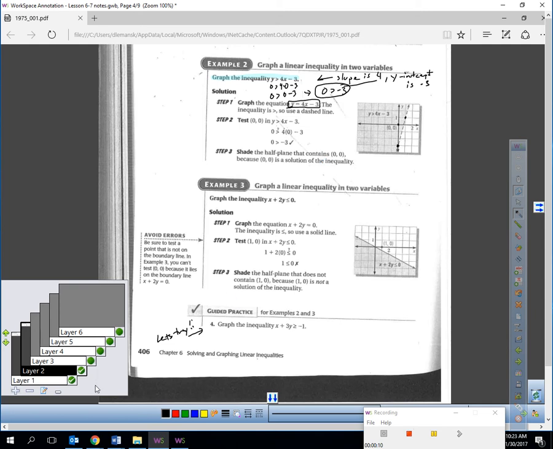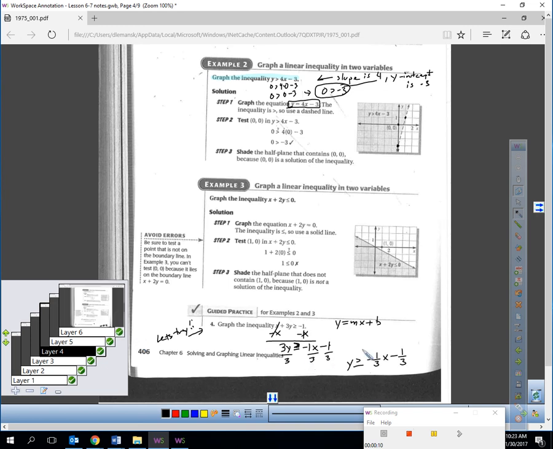Okay? Let's try one of our own down here. Graph the inequality x plus 3y greater than or equal to negative 1. Now, do you notice that's in standard form? I want to get this in slope-intercept form. So let's quickly take away x, which gives us 3y on the left, greater than or equal to negative 1x minus 1. And then I'll divide everything by 3. And there's my inequality in slope-intercept form. So let's go ahead and graph that now.